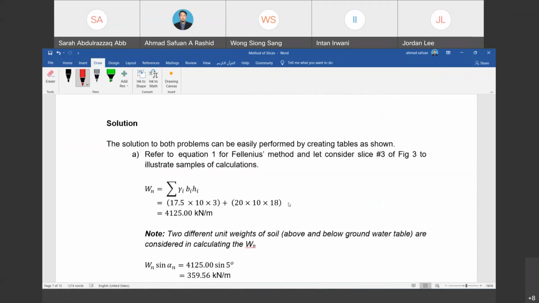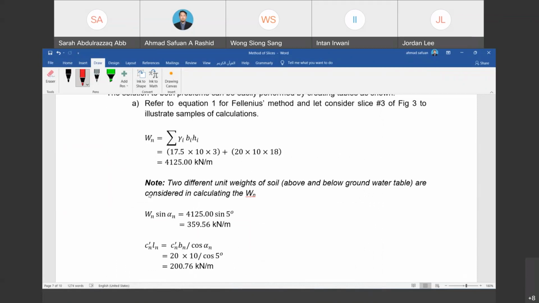Okay, so this is for the Fellenius method. We repeat the same procedure as the previous one. We determine the Wn, then from the W, this is for slice number 3, so N refers to 3. From the W, solve the problem related to the driving moment.